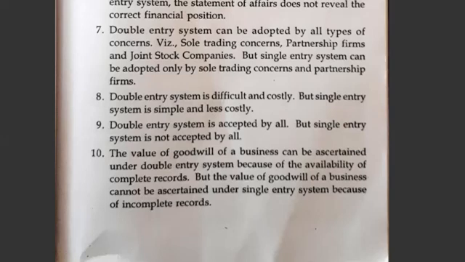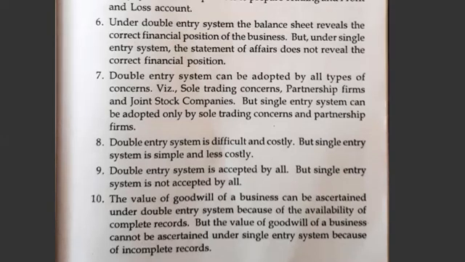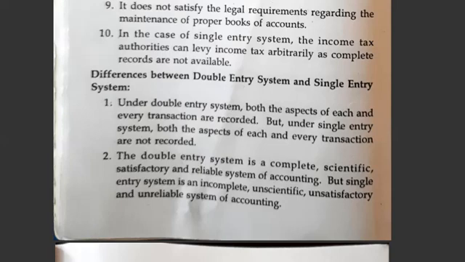One more concept is there, that is, what is the difference between the double entry system and the single entry system. As you know, under the double entry system, both aspects are recorded, both debit aspects as well as credit aspects. But under the single entry system, only one aspect is recorded. That is one of the features as well as one of the meanings of the single entry system. A double entry system is complete, scientific, satisfactory, reliable, but single entry system is incomplete, unscientific, unsatisfactory and unreliable.